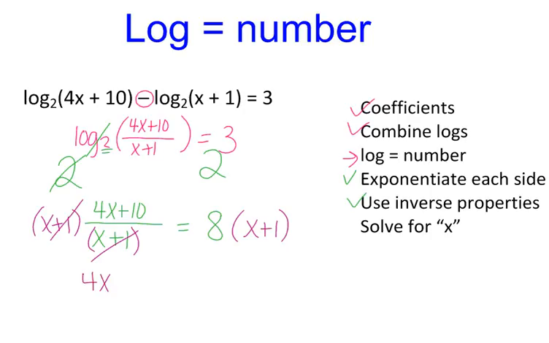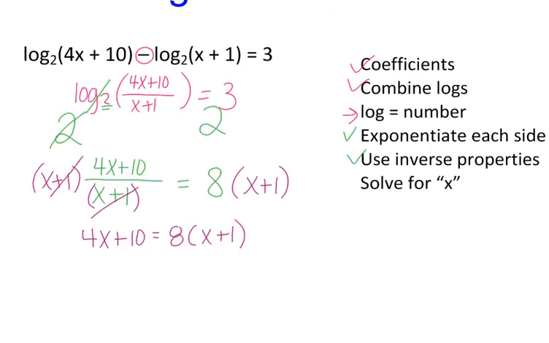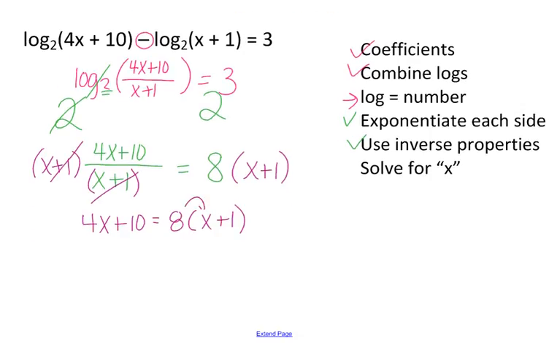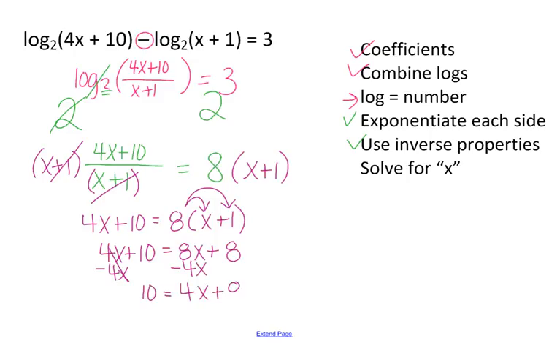So we have 4x plus 10 equals 8 times x plus 1. Distribute, continue simplifying. I think we're a lot better from this point. Subtract 4x from both sides. Subtract 8 from both sides.